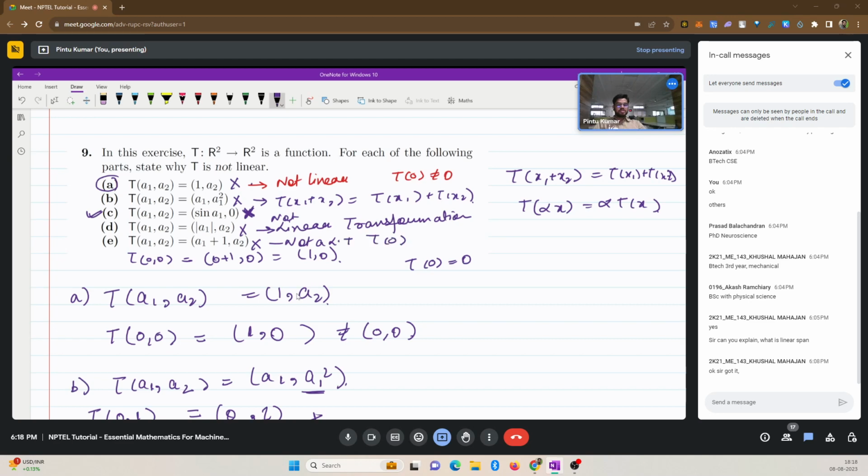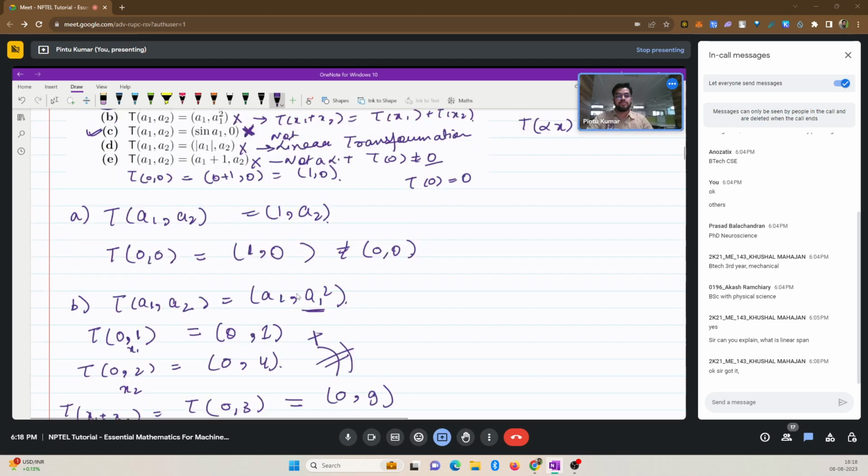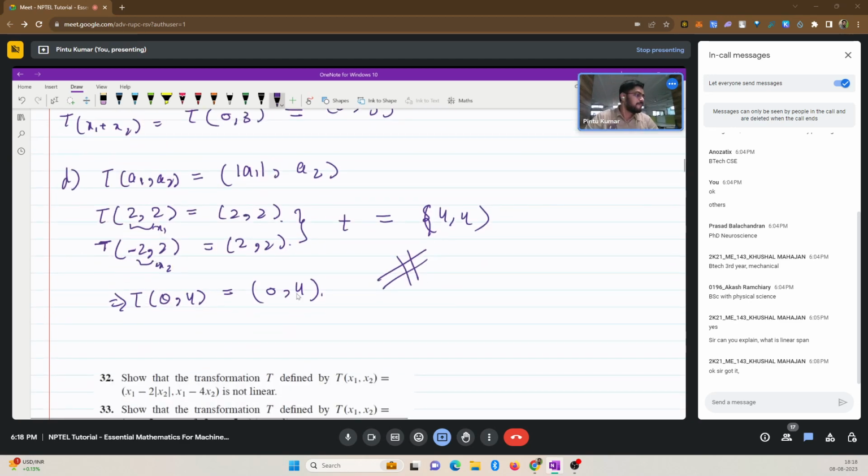Why is it not a linear transformation? Because T of 0 is not equal to 0. Okay. So any doubt till now?